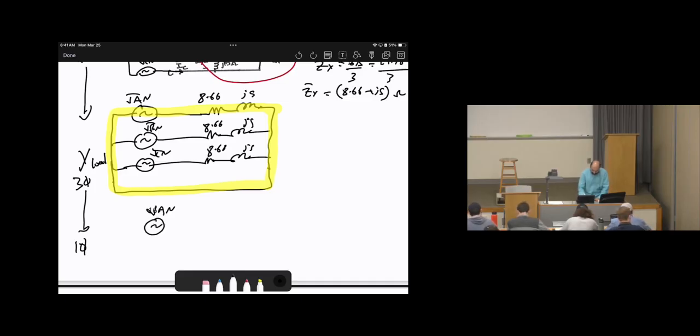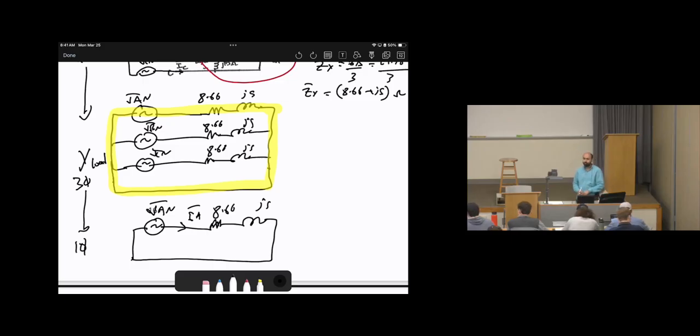Here is VAN, 8.66 + j5 like this. Then let's calculate the current IA. So this problem now will be similar to the previous one.